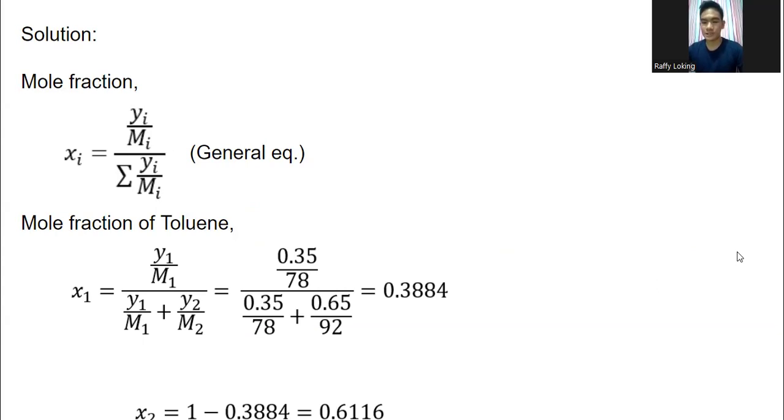For mole fraction, we have the general equation x sub i is equal to (y sub i over M sub i) over the summation of (y sub i over M sub i). For the mole fraction of benzene, we have x sub 1 is equal to 0.35 over the molar mass of benzene, over 0.35 over the molar mass of benzene plus 0.65 over the molar mass of toluene. So x1 is equal to 0.3884, and for x sub 2, we just need to subtract from 1. So the answer for x sub 2 is 0.6116.